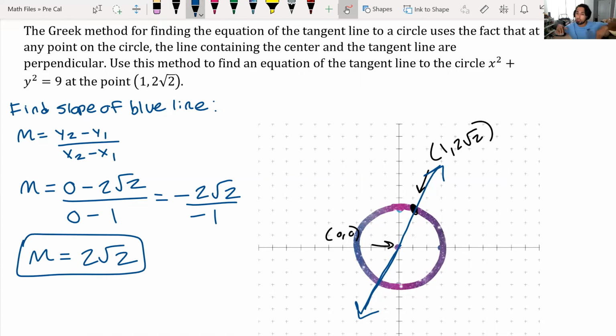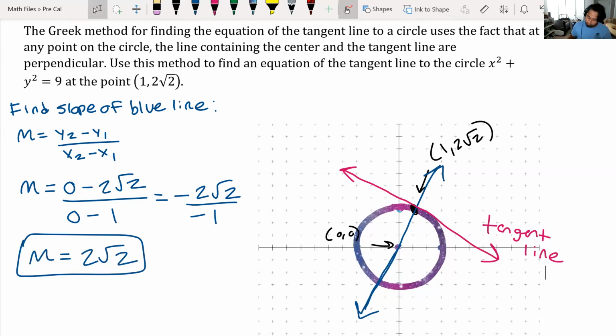But now, we don't want just the slope of the blue line. We want the slope of the tangent line. We want to know what is the slope of the line, what is the equation of the line as well, that is perpendicular at this exact point. So that line should look something like this. Comes down, shares the point, and takes off. This is our tangent line. So our job is to find the equation of the tangent line, and the first thing we need is the slope. Okay.